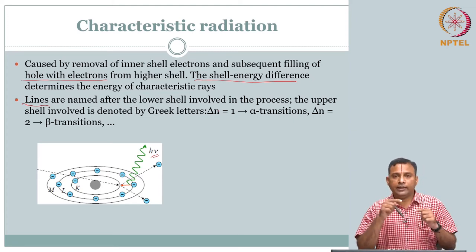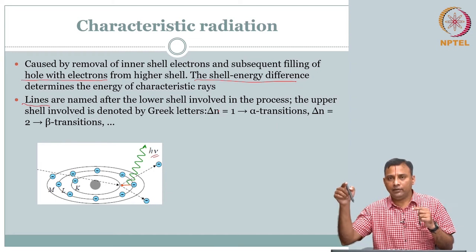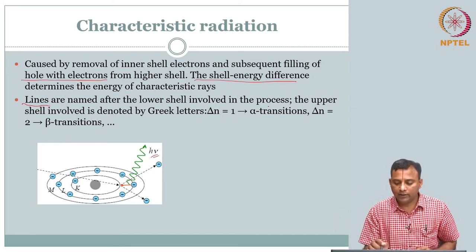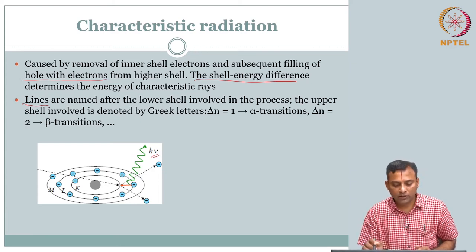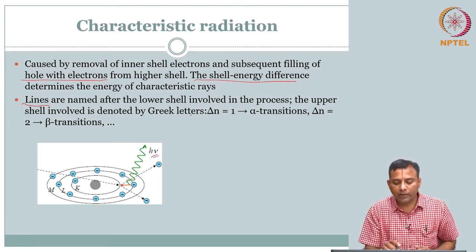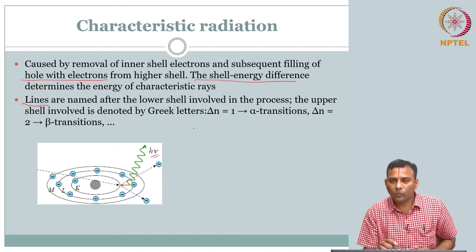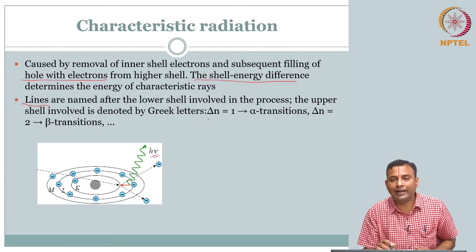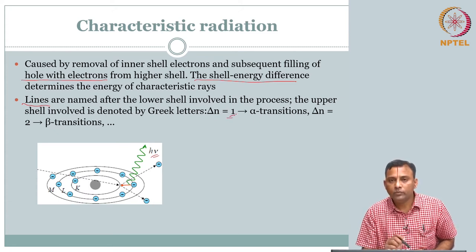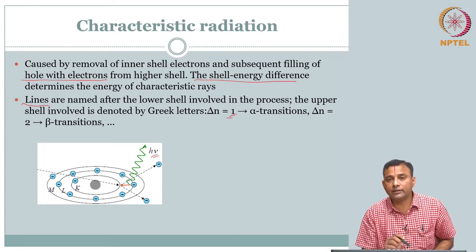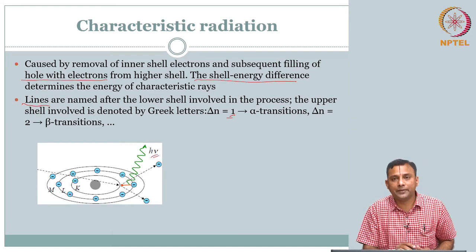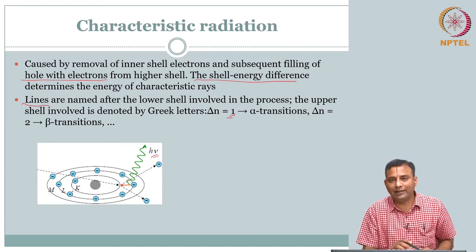What is a lower shell? K is the lowest, then L, M, N. So, the lower shell that is involved in the process, that shell will be used. The upper shell involved is denoted by Greek letters. What does that mean? For example, if there is a shell transition, delta N is 1, one shell transition. You can have that one shell transition anywhere, right? I can have M to L or L to K. Both of these are one shell transition.